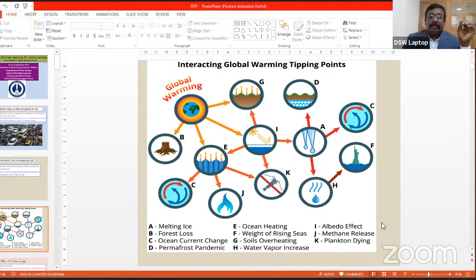So global warming is not only increasing temperature; we realize the consequences of melting ice, forest loss, diversity loss, ocean current change, even pandemic situations, ocean heating, rising sea level, soil overheating, water vapor increase, albedo effect, methane release, plankton dying. The magnitude of global warming is interactive. It does not directly affect just one thing, it affects many other ecosystems, which adversely threatens the life of humans as well as animals and plants existing on the earth.